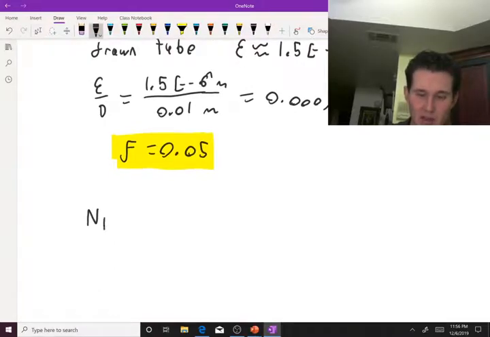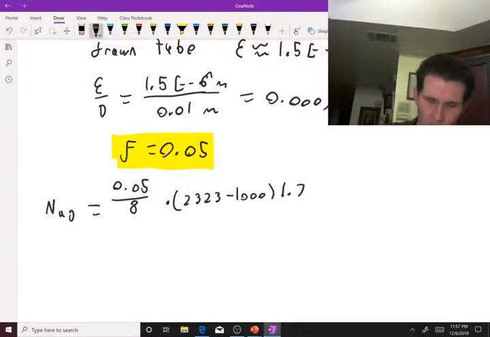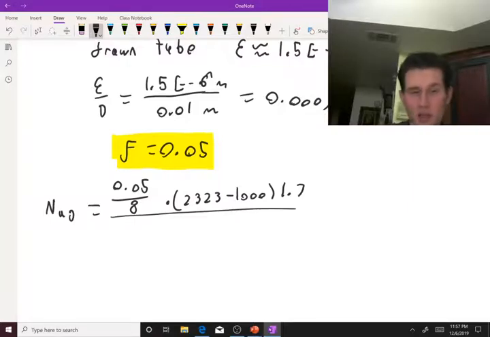Now we plug these numbers into our not so little equation. I know it's quite a big equation, but you get a lot of practice. Better now than on your exam. So we're just plugging in values. That's all we're going to do right now.